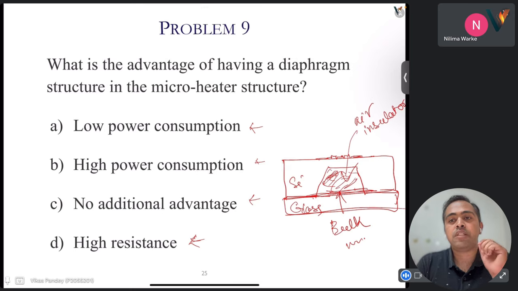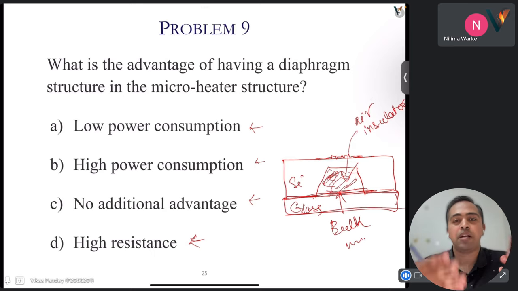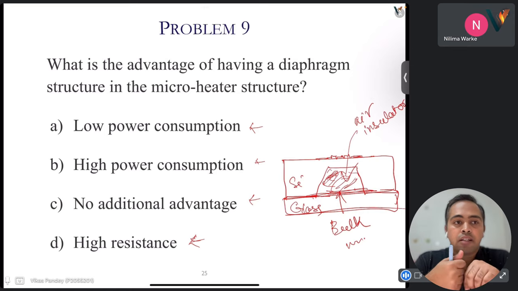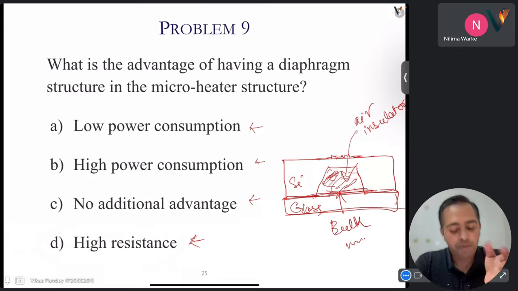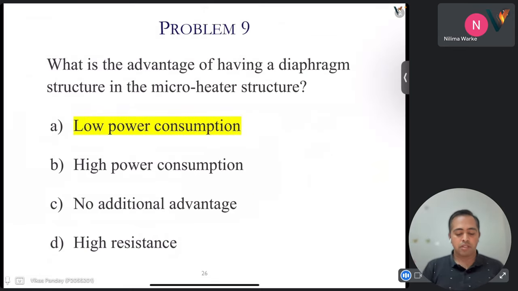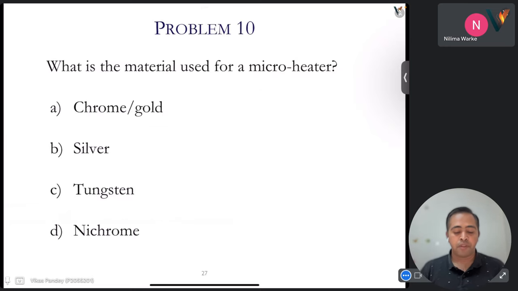For that, we try to make a very thin structure, since a thin structure will have good resistance, but along with that, it might melt. That is why some balancing has to be done, about how thick it should be and what the resistance will be. The other option is using a high resistance material, which we will be discussing. I think there is one question related to that. So low power consumption is the correct answer.